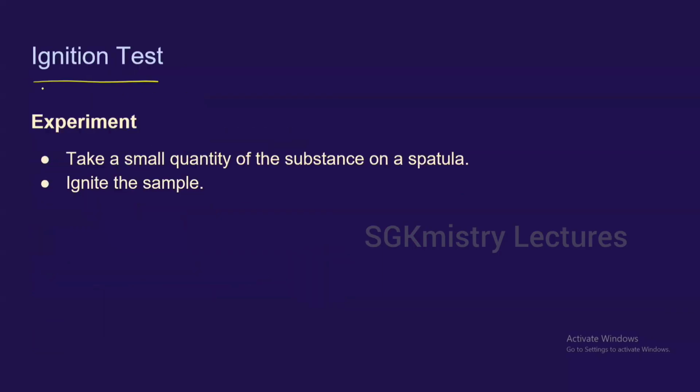Next, coming on to the ignition test, a very, very important test. With this particular preliminary test, you can identify so many different compounds, and you can have a clear picture especially about two different compounds, glucose as well as urea. So let us look into how to perform this experiment. You need to take a small quantity of the substance on a spatula, and then directly hold the spatula in the flame. So you're going to ignite the sample in the flame.